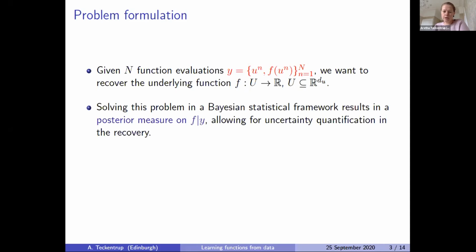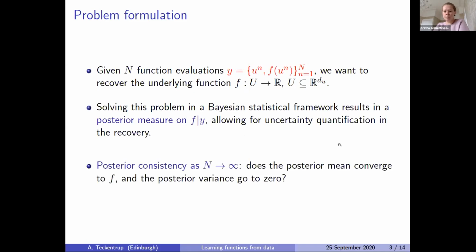By using a Bayesian statistical framework, you obtain as the solution to this problem a probability measure on the unknown function f given the data y. That's what's called the posterior measure in the Bayesian statistical framework. Because you do obtain a whole posterior, a whole probability distribution of f given y, that also allows for uncertainty quantification in the recovery. So you don't just get a best estimate of the function f, but you also have some information about how certain you are about this recovery. And so that allows for uncertainty quantification as well.